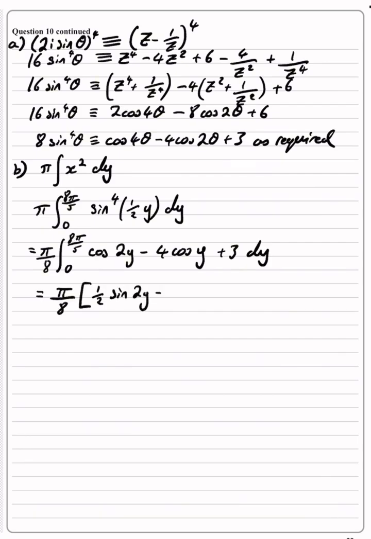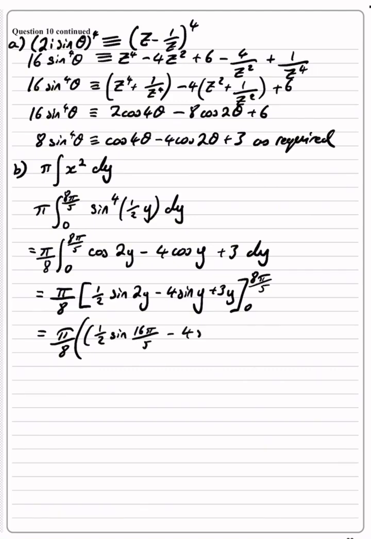It's going to be half sine of 2y, subtract 4 sine y, plus 3y, between 0 and 8 pi over 5. And let's plug those in. So half sine 16 pi over 5 minus 4 sine 8 pi over 5 plus 3 lots of 8 pi over 5. Substituting 0 in, straightforward. Sine of 0 is 0, 3 lots of 0 is 0, so no thought required there.